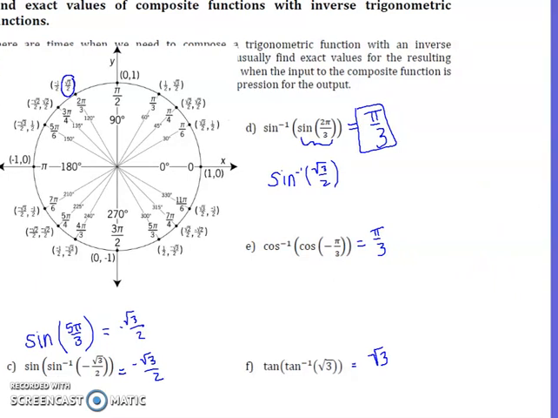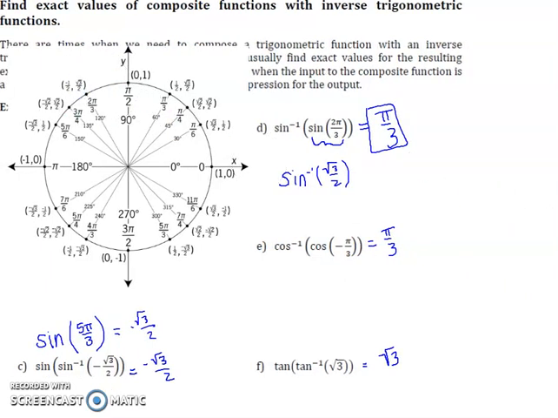Cosine of negative pi over 3 now. If I go to negative pi over 3, that's going to be here at 5 pi over 3, which is equivalent to negative pi over 3. So the cosine value at that angle is going to be 1/2. And I am asked to find the angle that gives me a cosine value of 1/2.